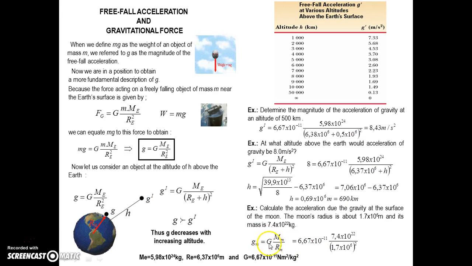And G is also the same for all planets everywhere, 6.67 times 10 to the power minus 11. The mass of the Moon is 7.4 times 10 to the power 22 kilograms over the radius of the Moon, 1.7 times 10 to the power 6, squared. And the gravitational field on the Moon will be approximately 1.7 meters per second squared.